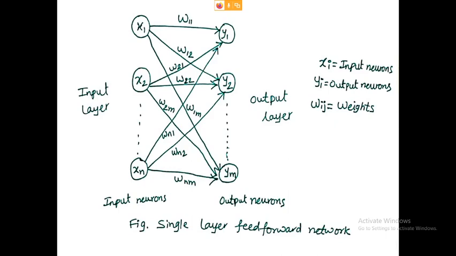Likewise, if you see xn to y2, the connection link has a weight Wn2, because by seeing that weight Wn2, the corresponding connection link is between xn, input neuron number n, and output neuron number 2, between xn and y2. What is that? xi represents the input neurons, yi represents the output neurons, and wij is nothing but the weights of the connection links or synaptic links. So this is all about the single layer feed forward network.